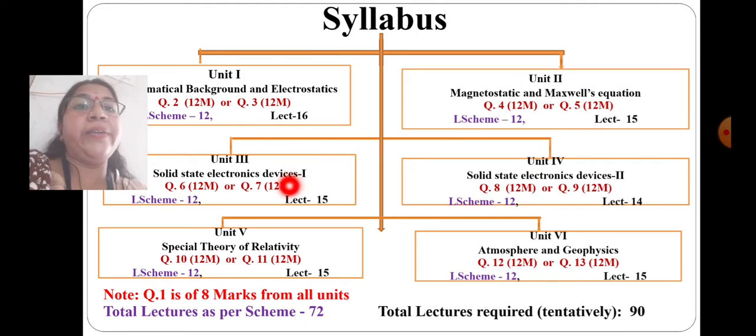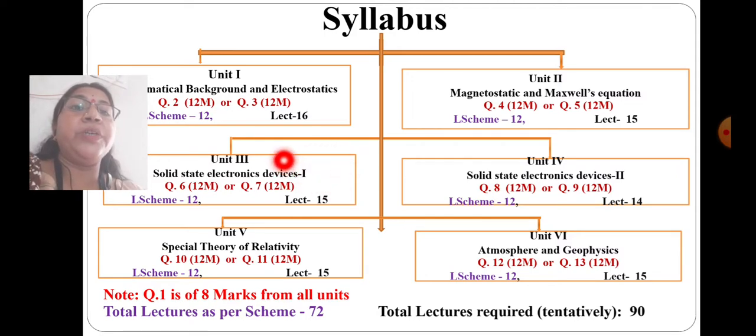Now see here unit 3, solid state electronic devices, which is related to semiconductors. Question 6 and question 7 fully depend on this unit, and these questions 6 and 7 also consist of 12 marks each. There may be options, that is A, B, C and so on, but the whole question is of 12 marks. As per the university examination scheme, it requires 12 lectures, but actually we require 15 or 16 lectures to complete the unit.